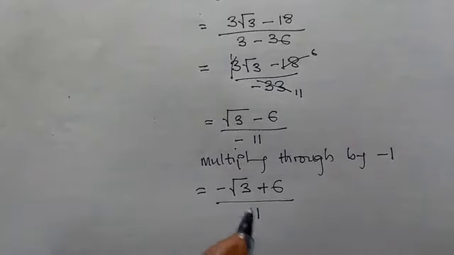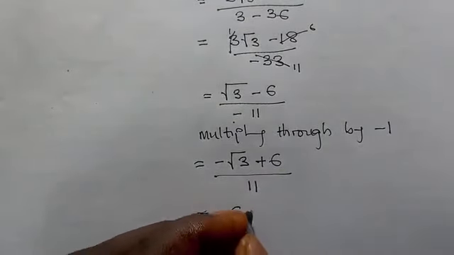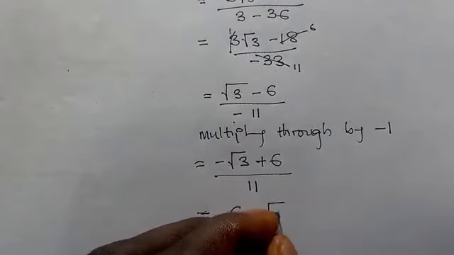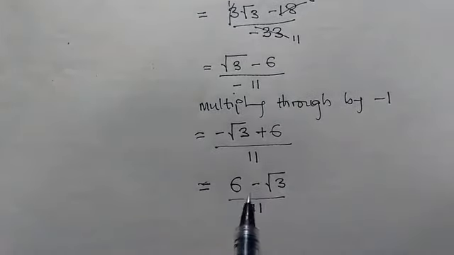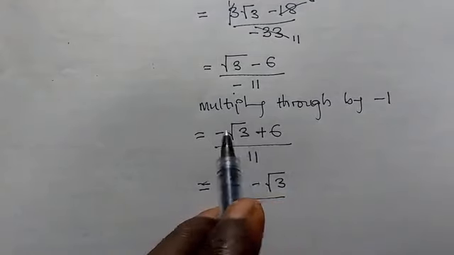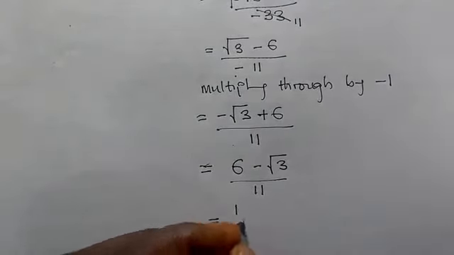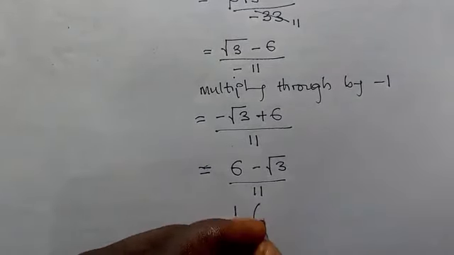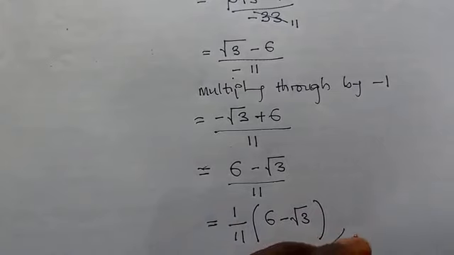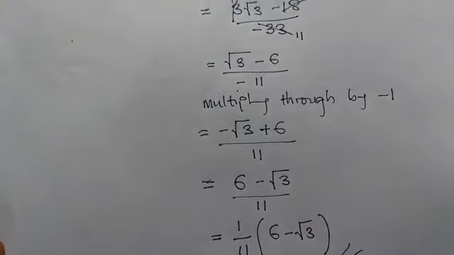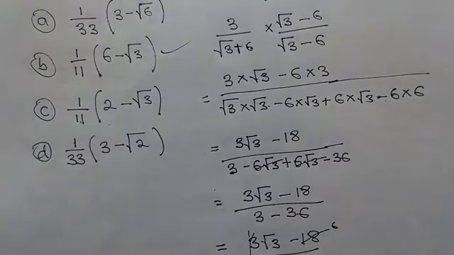So rearranging it to fit the options that we have above, we have 6 coming first, then minus root 3 divided by 11. So 6 minus root 3 is the same thing as minus root 3 plus 6. This is equal to 1 over 11 into 6 minus root 3. And this is the answer. When you check this with the options that we have above, you discover that option B is the correct answer.